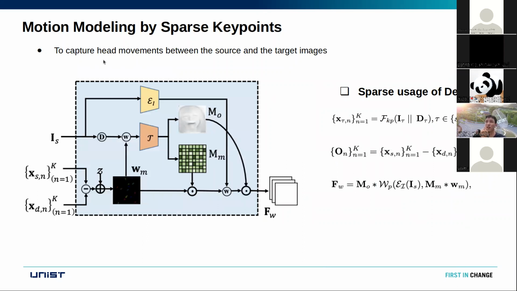So basically what this does is it captures head movements between the source and the target images. And how do they do it? After calculating the depth map for the source and the driving frame, they concatenate each depth map with their respective RGB frame. They feed the concatenated frames into the key point estimator network to get the sparse key points for each source image frame and the driving video frame.